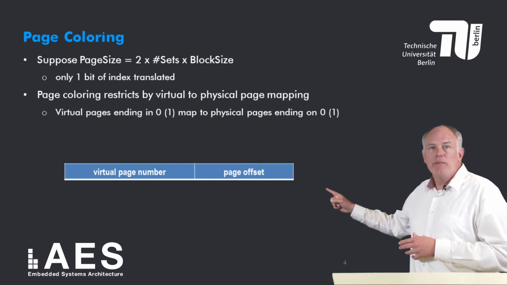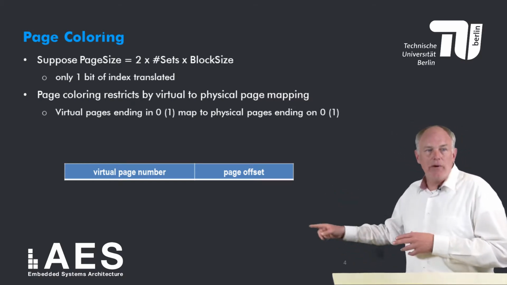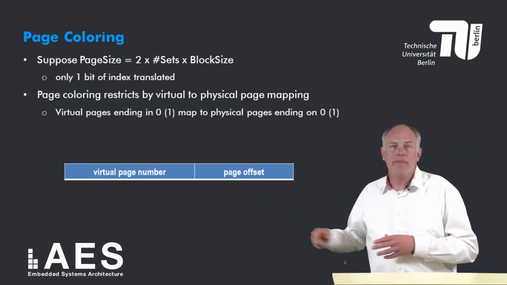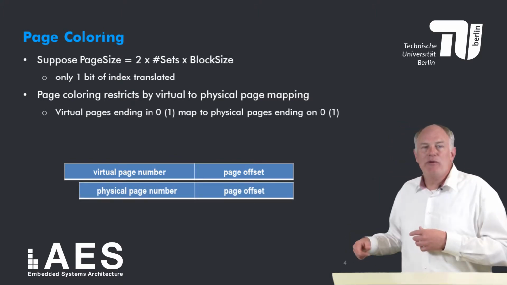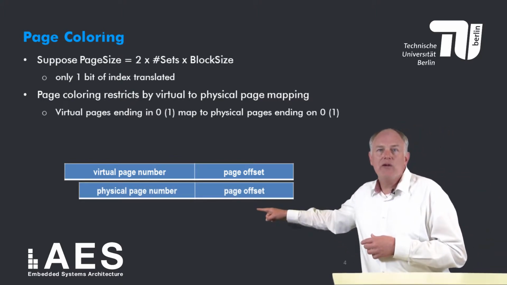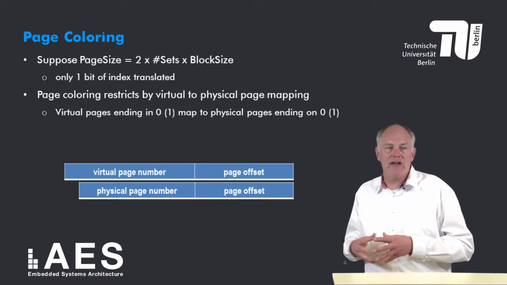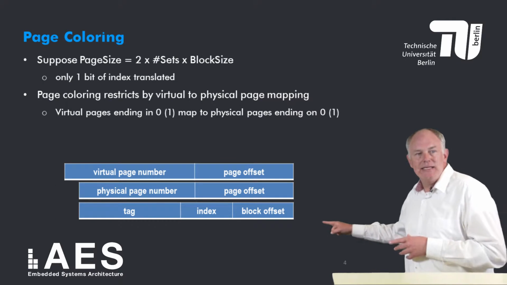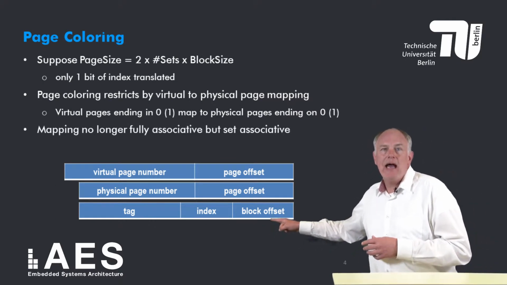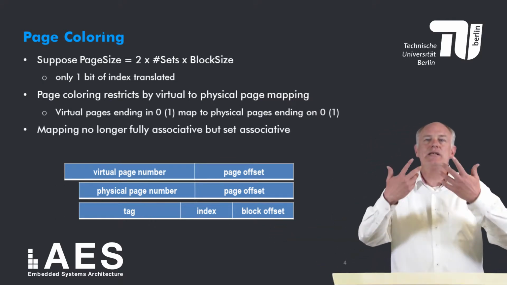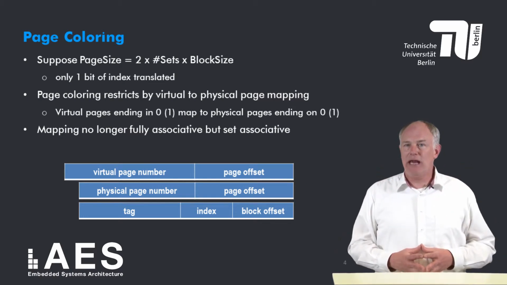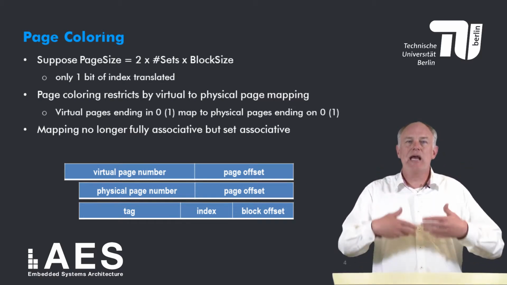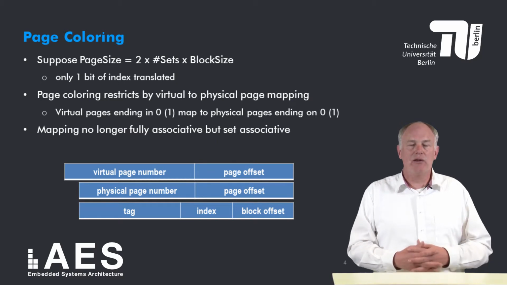Here's an example. The virtual page number ends in a 0. Then it may only map to a physical page whose number also ends in 0, as shown here. This in turn implies that the cache index has to start with a 0 and is available before the TLB is accessed. So the cache can be accessed using the physical index.